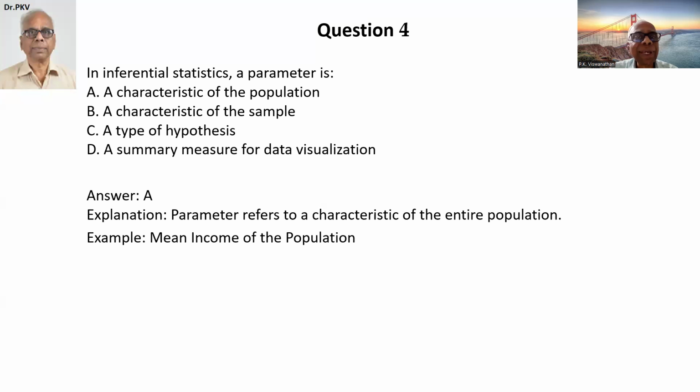But we are talking about parameter in the question, which is part of the inferential statistics. A characteristic of the population is the right choice, and therefore answer A is correct. Let's move to the next question.